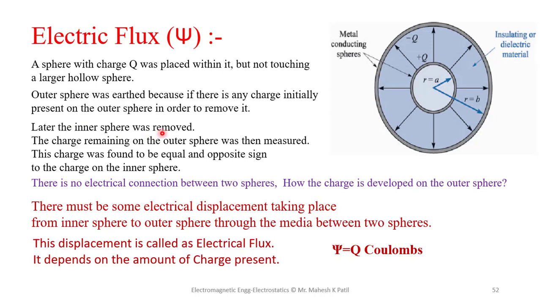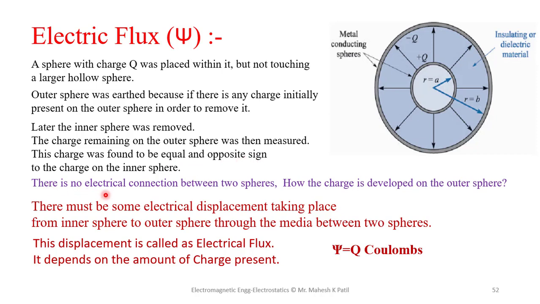Now the inner sphere was removed. The outer sphere is chargeless initially, but after the removal of the inner sphere, the charge remaining on the outer sphere is measured. So this charge was found to be equal and opposite to the charge present on the inner sphere. Meaning for the inner sphere, the charge present was plus q. Now for the outer sphere, we will get the charge as minus q. So this charge was found to be equal and opposite in magnitude.